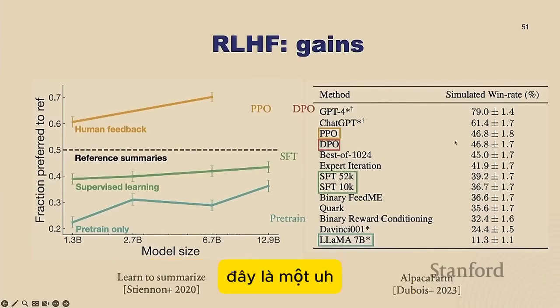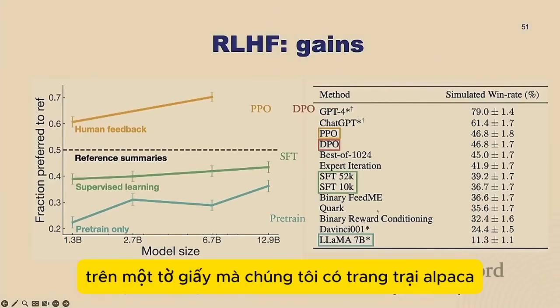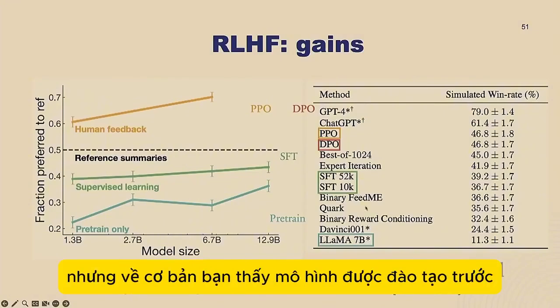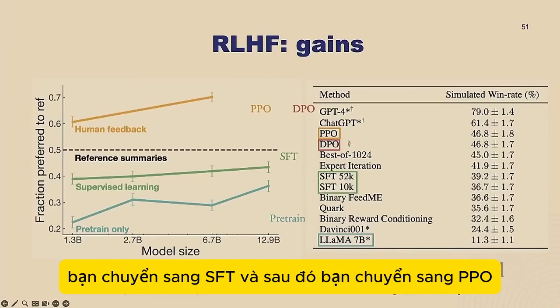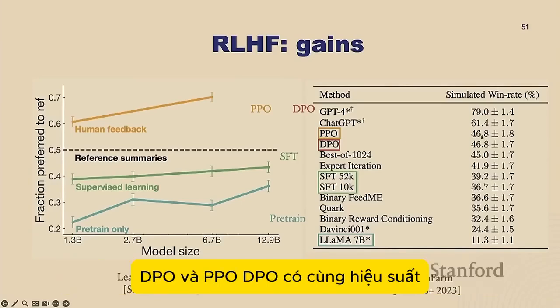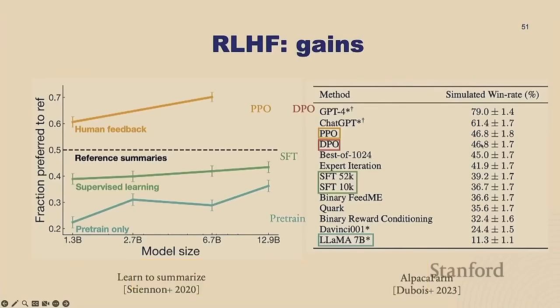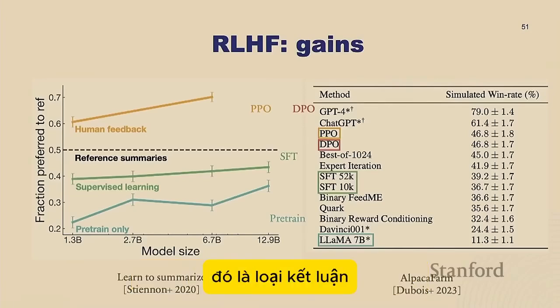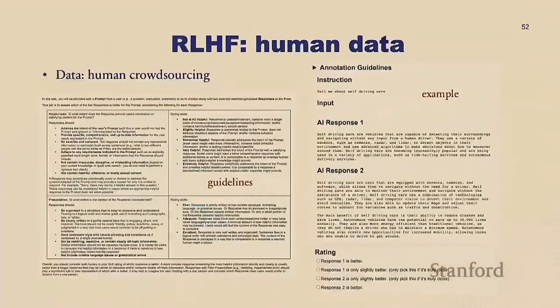Same thing, this is on a paper that we have, Alpaca Farm, where the evaluation here is not too important, but basically you see the pre-trained model, you jump to SFT, and then you jump to PPO and DPO, and PPO and DPO have the exact same performance. So basically RLHF helps. That's kind of the conclusion, and DPO is simple.